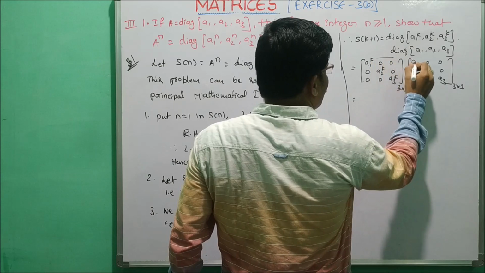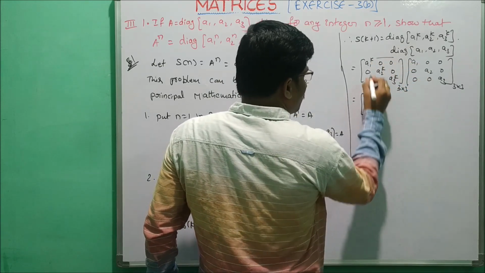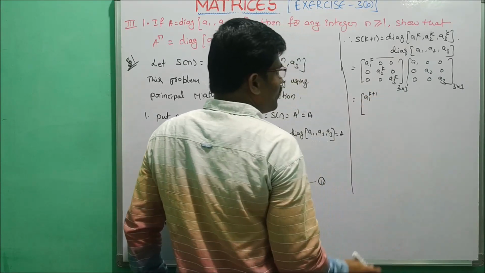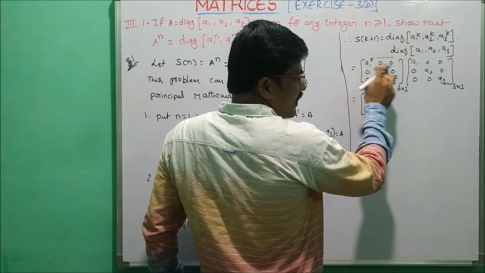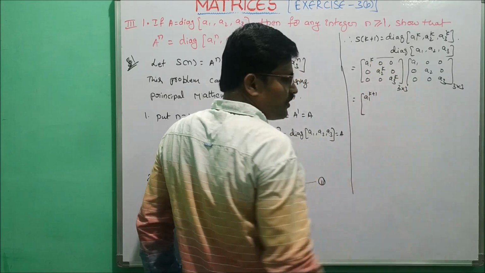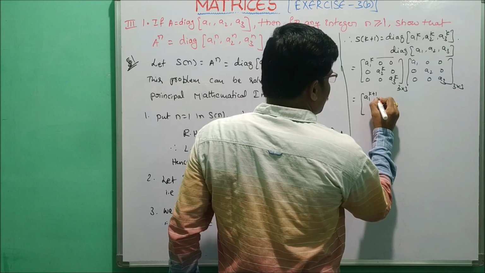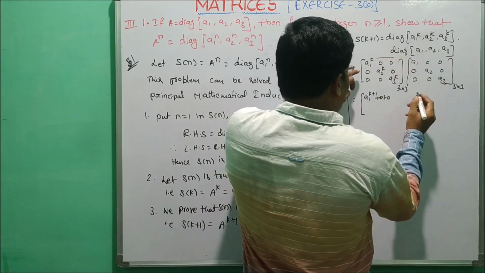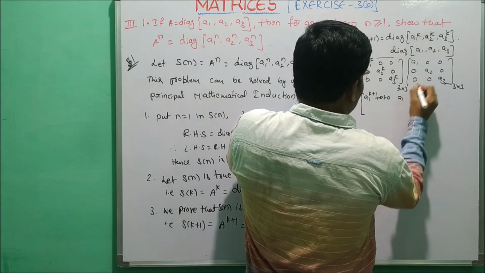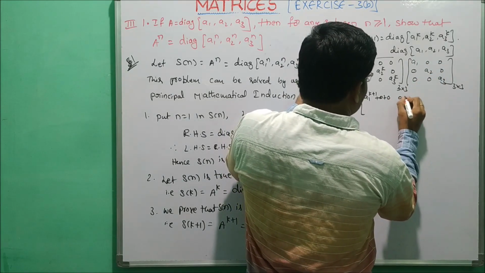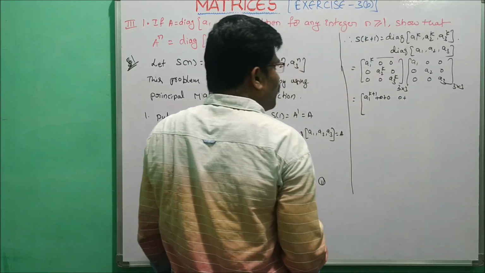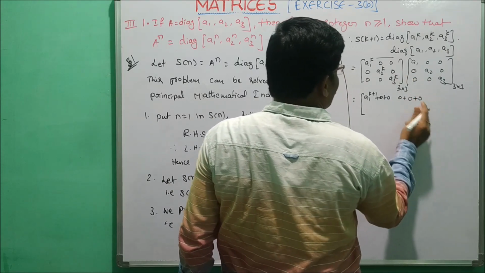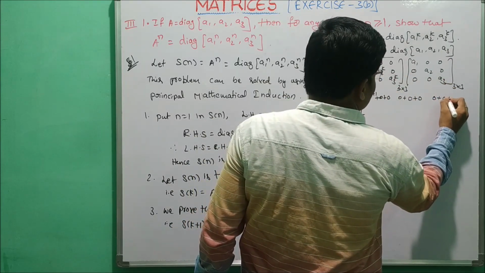Here we take first row, first column in the second matrix: A1 power k into A1, that is A1 power k plus 1. Remaining terms are zeros: 0 into 0, 0 into 0, so plus 0 plus 0. Similarly, first row, second column: A1 power k into 0 is 0, 0 into A2 is also 0, 0 into 0 is also 0. Similarly, this is also 0.